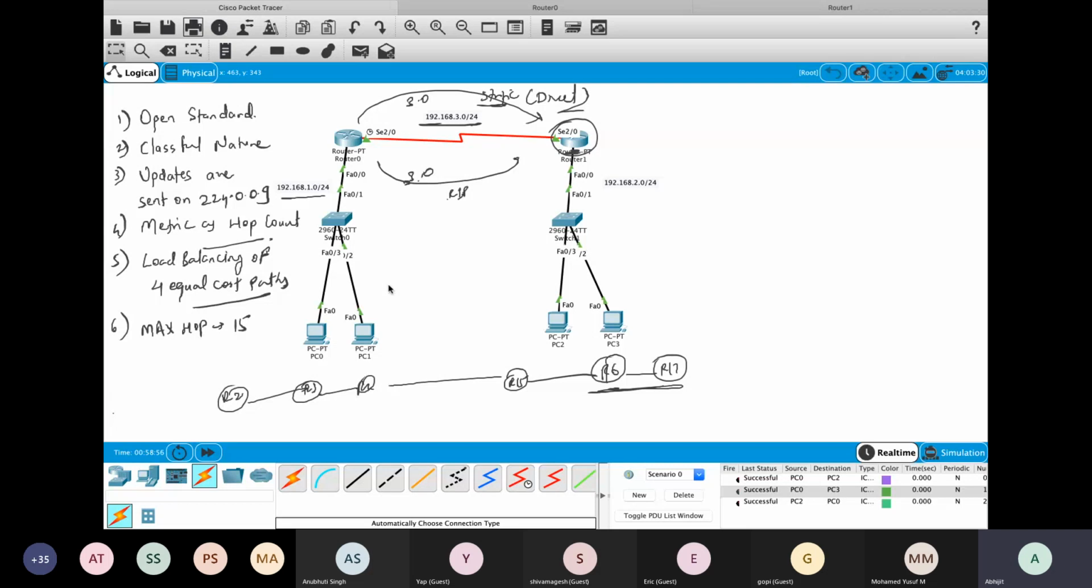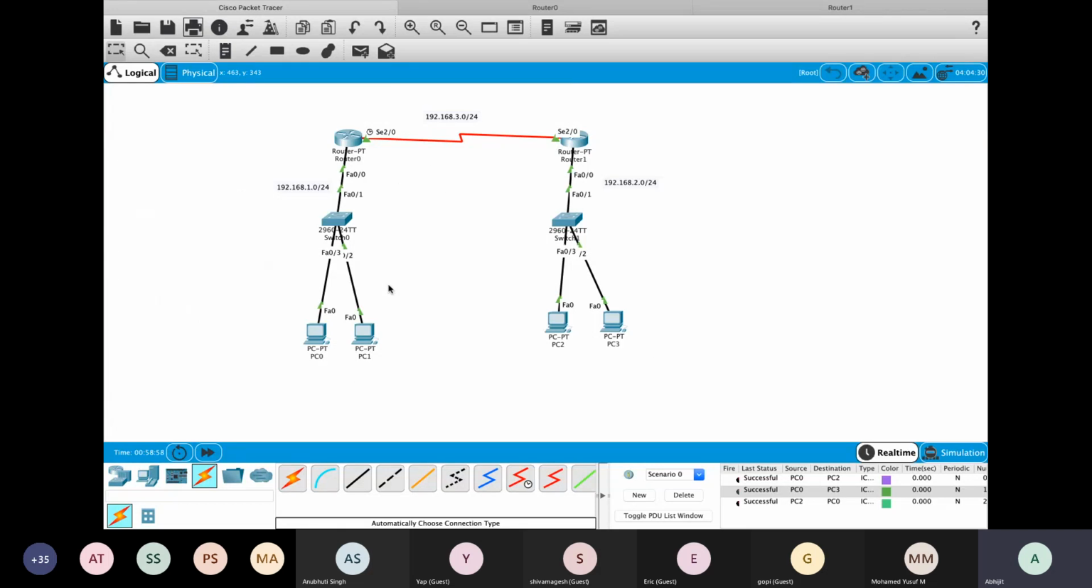Let me clear the screen. And that was basically what we had to discuss about RIP. Then there are certain things that we also need to discuss, which are RIP timers and so on. But we will talk about those timers once we move on to the next protocol, and compare them with the pre-existing ones. Cool.